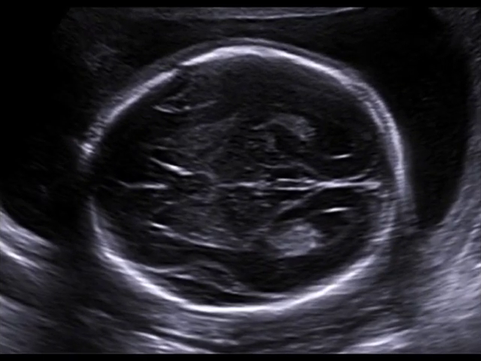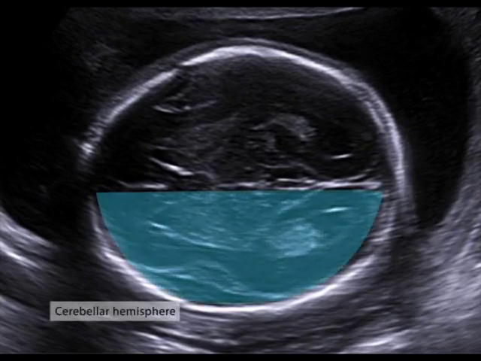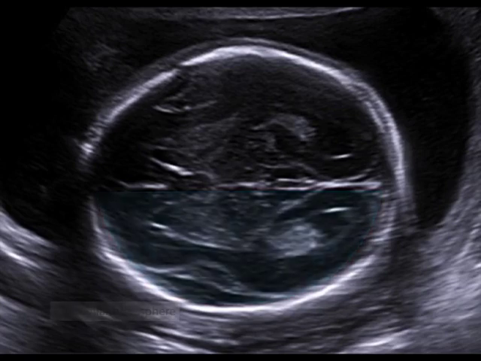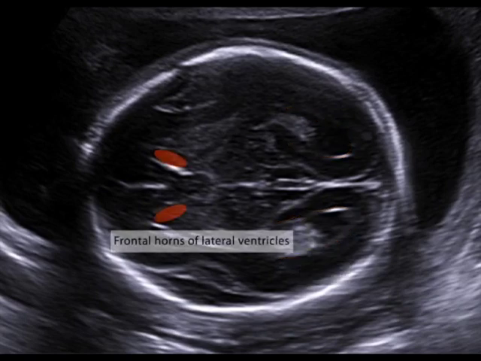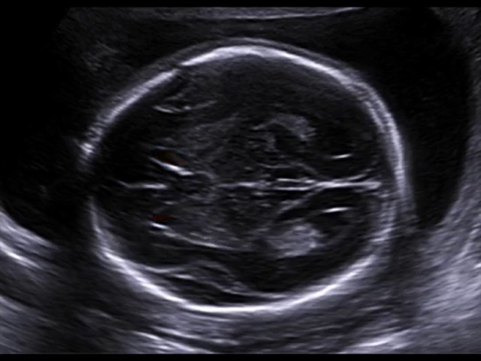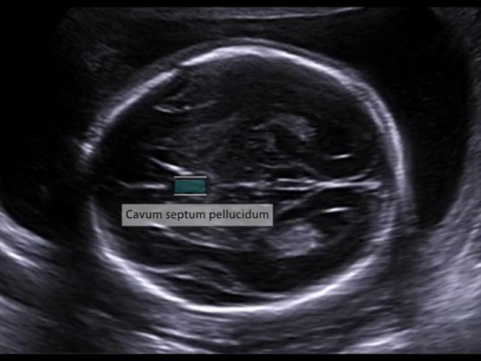The transventricular view is used to evaluate the ventricular system. Typically, only the cerebral hemisphere in the lower or far field is clearly visible sonographically. The choroid plexus is again seen. The atrium is measured perpendicular to the cavity, with calipers placed just inside the borders of the ventricle. A normal measurement is between 5 and 10 millimeters throughout the second and third trimesters. In addition, the frontal horns of the lateral ventricles are also seen in this view and are separated by the cavum septum pellucidum, shown here.